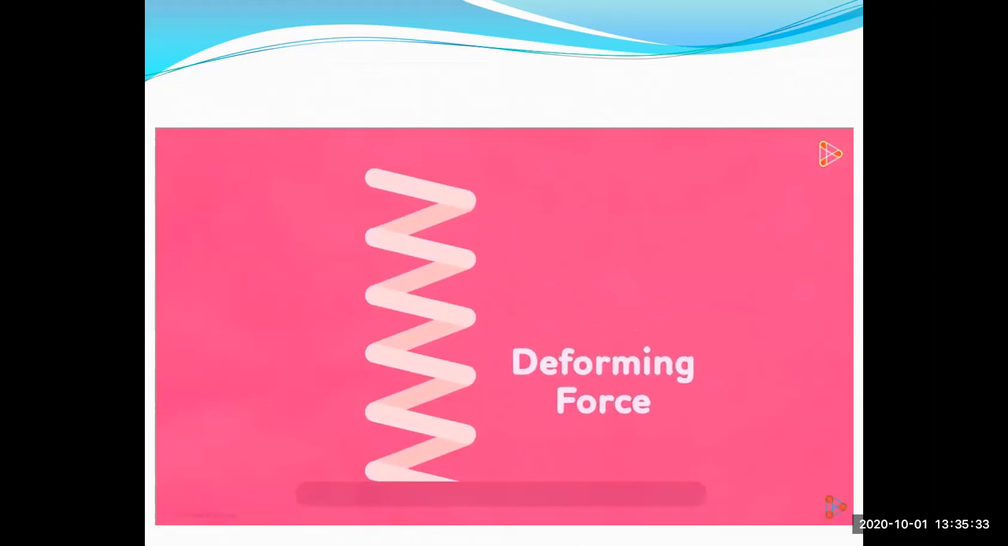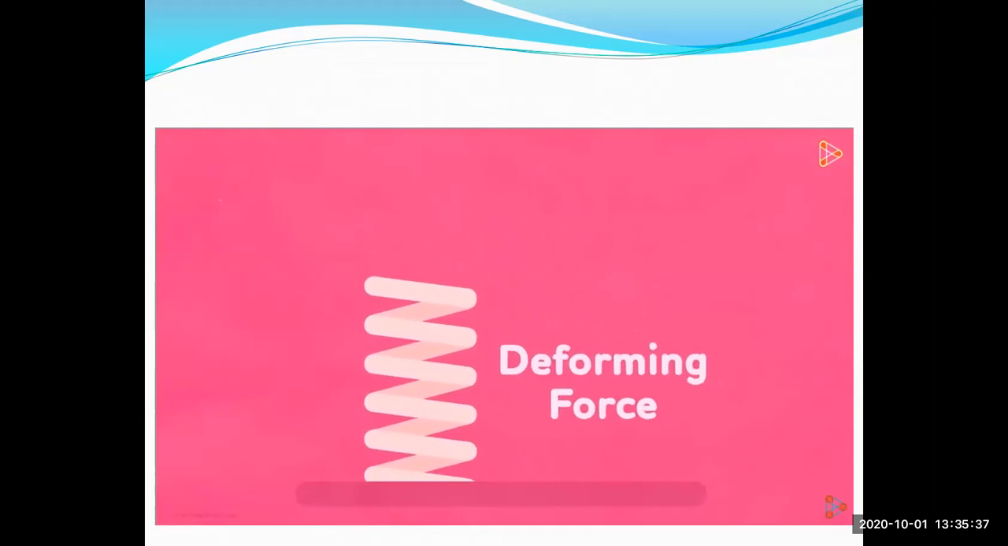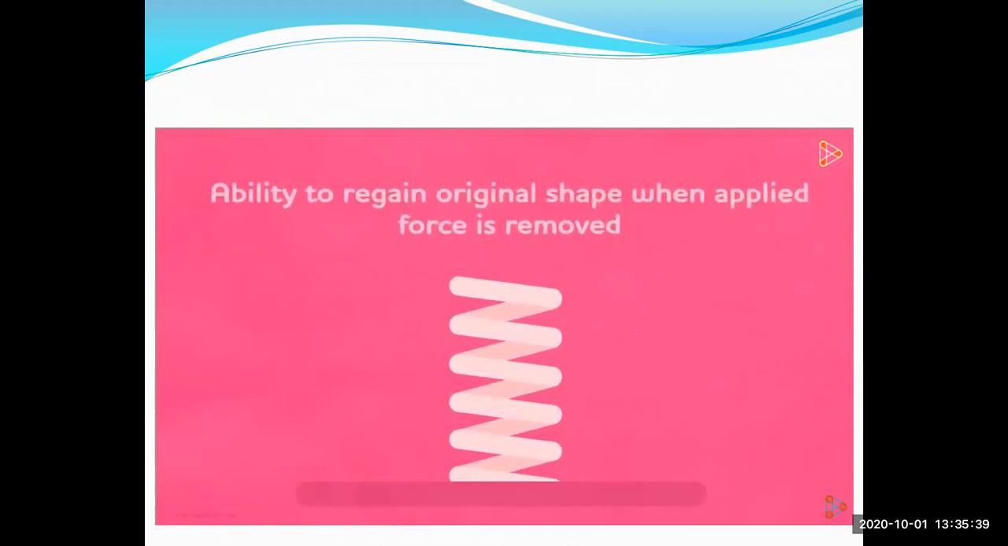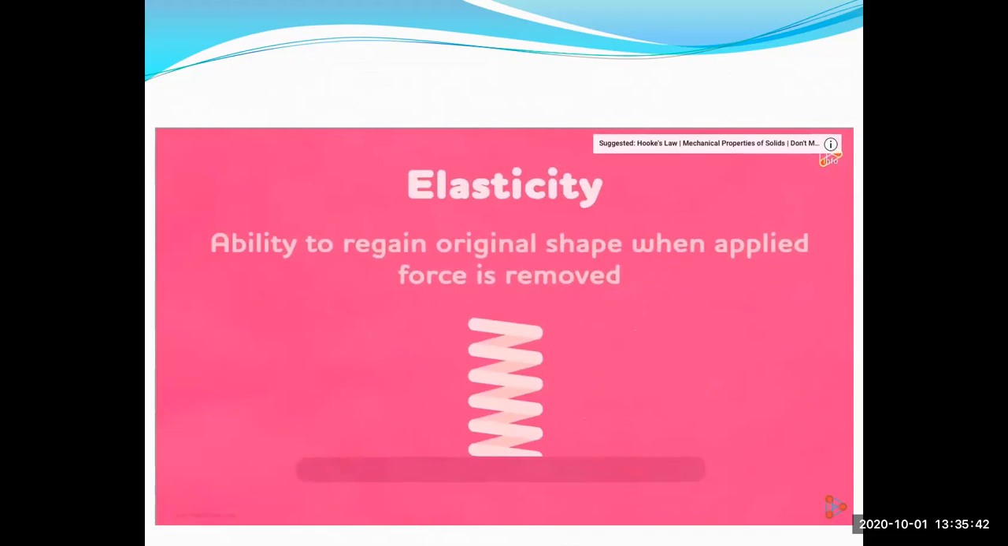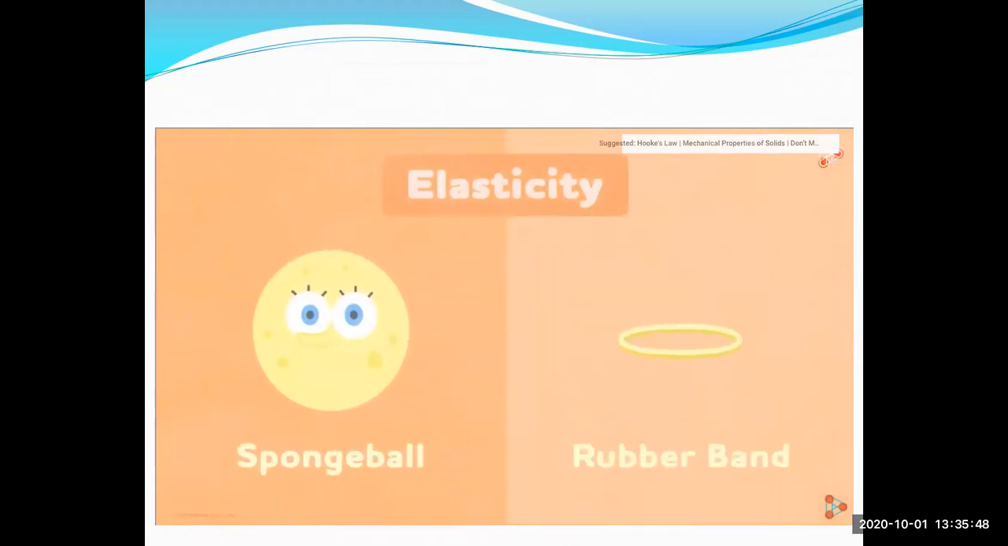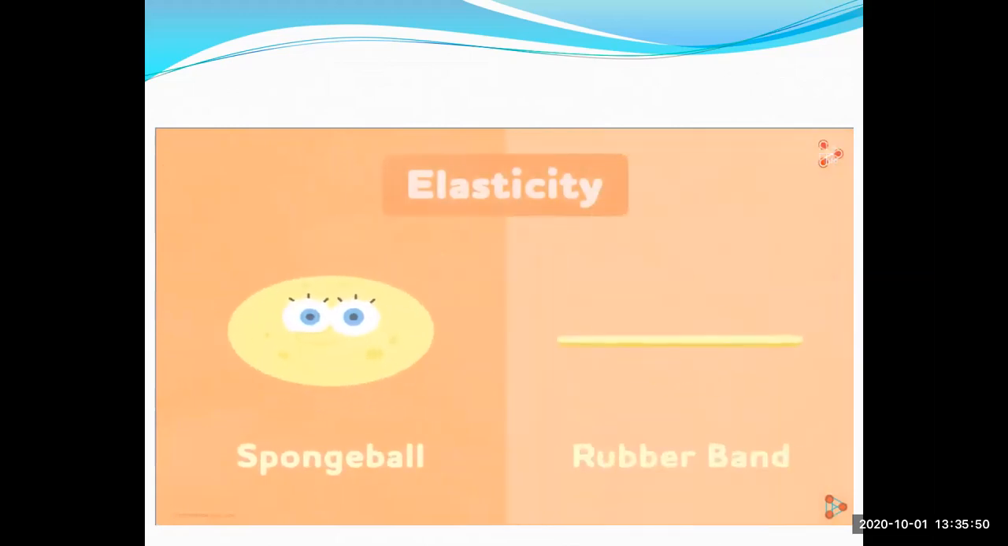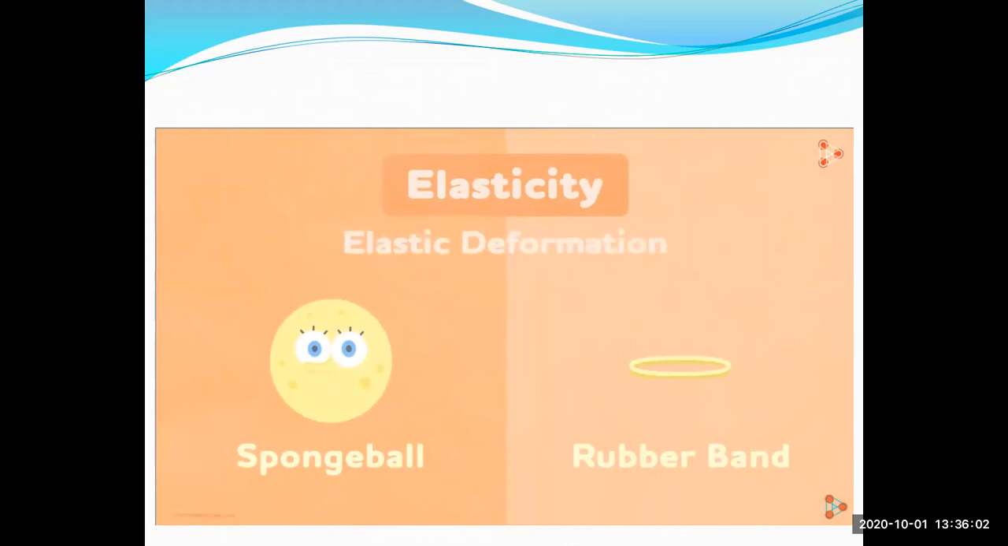And the ability of an object to regain its original shape when the influence of this deforming force is removed is called elasticity. More examples of such objects include sponge balls and rubber bands. When compressed or stretched, they get deformed, but they soon return to their original shapes. This self-reversing deformity the object goes through when force is applied and removed is called elastic deformation.